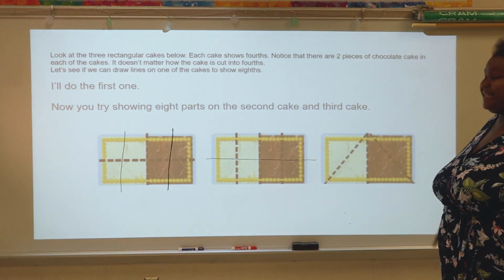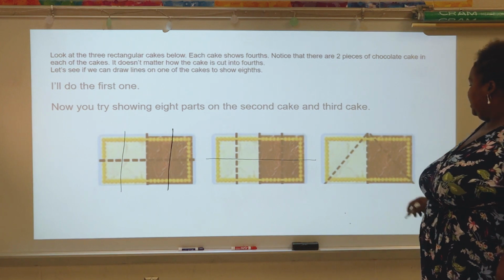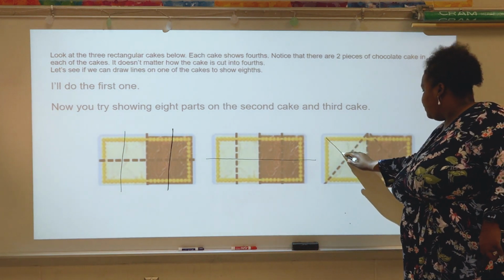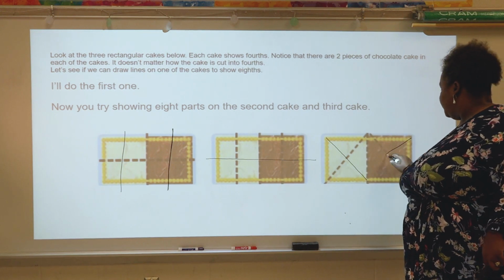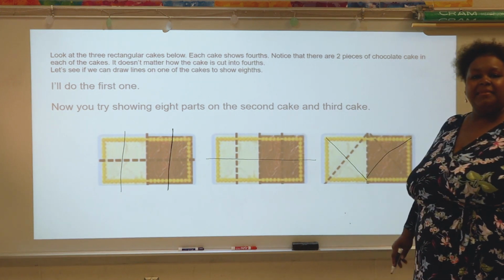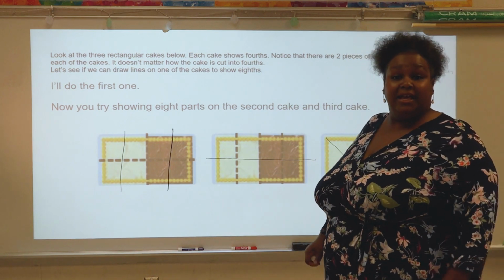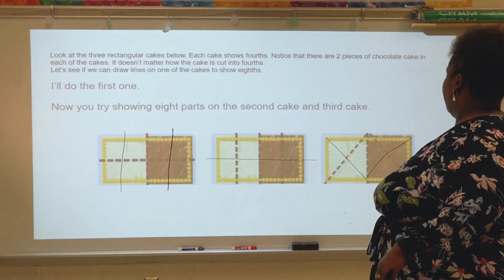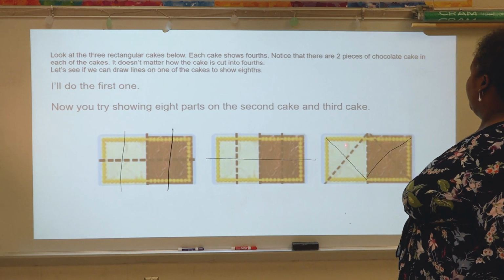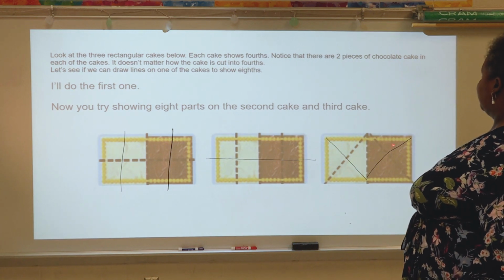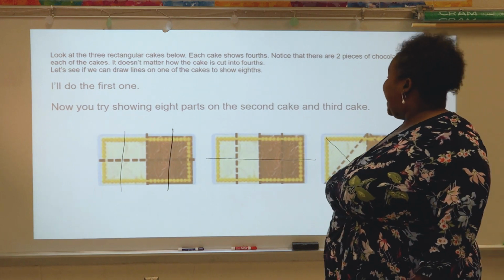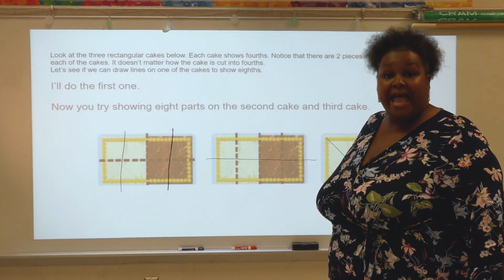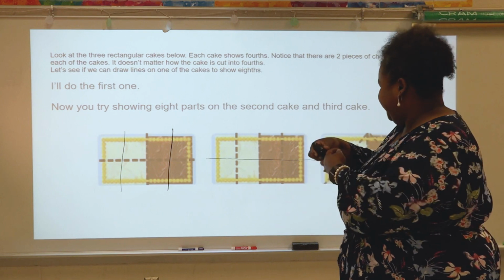Ooh, this one was cut diagonal. I believe I could go across. Let's go across, and let me go across this way. Let me check and see if I have 8 equal pieces. All right, I'll use my laser this time. 1, 2, 3, 4, 5, 6, 7, 8. 2 ways to make a cake from 4ths to 8ths. Good job, guys.